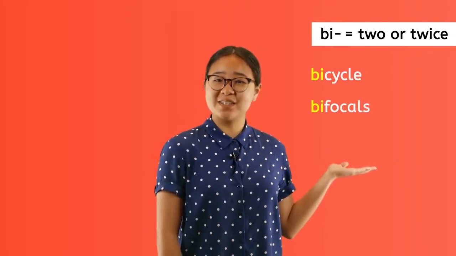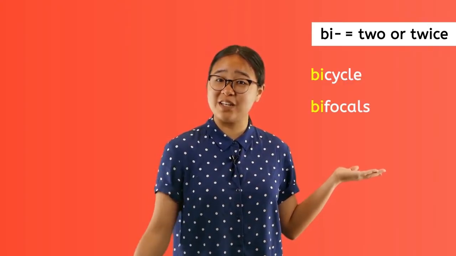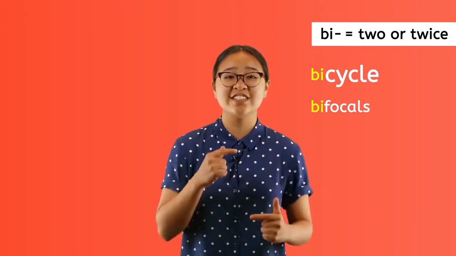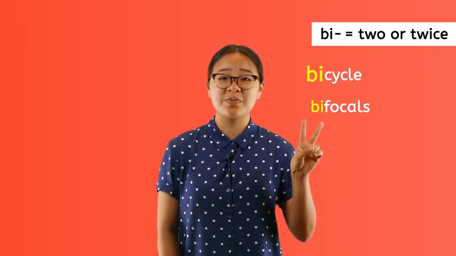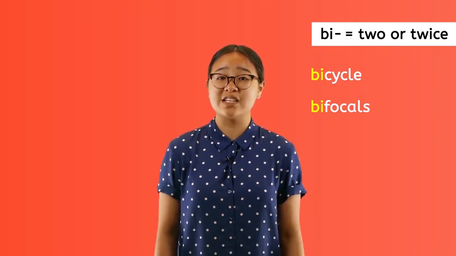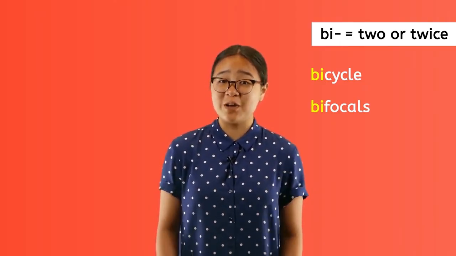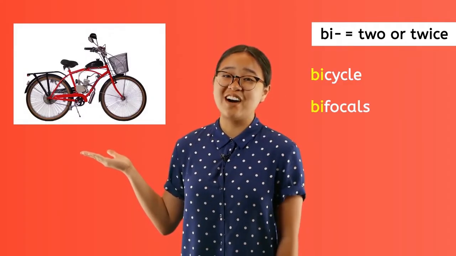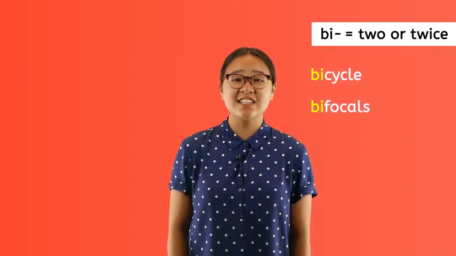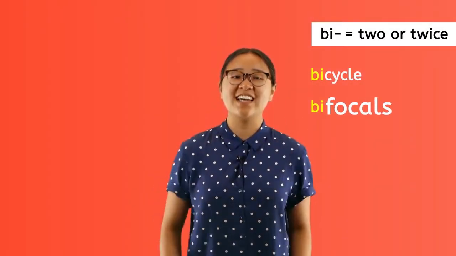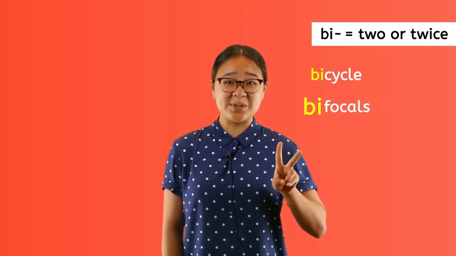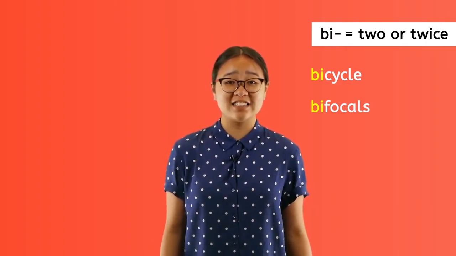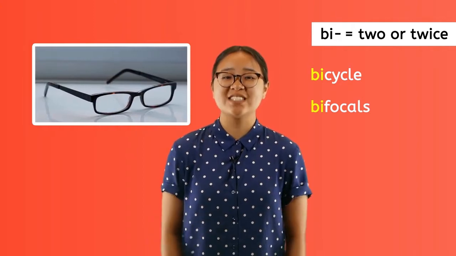Can you figure out how to read these words then? Can you also figure out their meaning? Since cycle means to pedal in a circular motion, and bi means two, this word means two pedals in circular motions. We know it as this object we ride with two pedals and also two wheels, called a bicycle. Since focal has to do with focusing the eyes, and bi means two, this word means two lenses used to focus with the eyes, or bifocals.